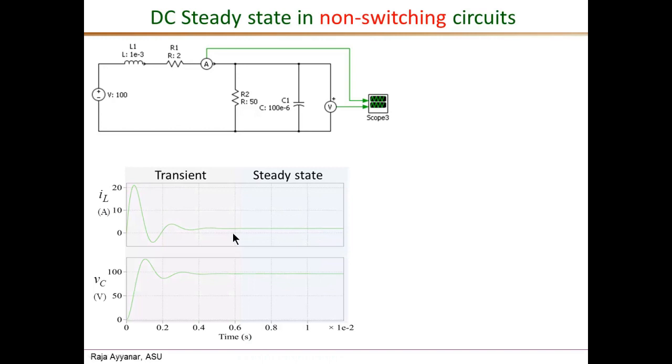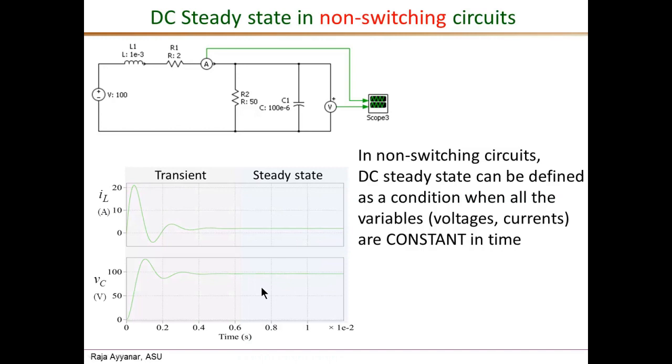And here you can see both the current as well as the capacitor voltage have constant values. Therefore, in non-switching circuits, we can define the DC steady state as a condition when all the variables reach constant values. I've shown only two waveforms, inductor current and capacitor voltage. If you look at any other waveform, for example the voltage across any of these resistances, they would go through oscillations initially and eventually reach a constant non-varying value. That is when we say the circuit has reached the steady state.